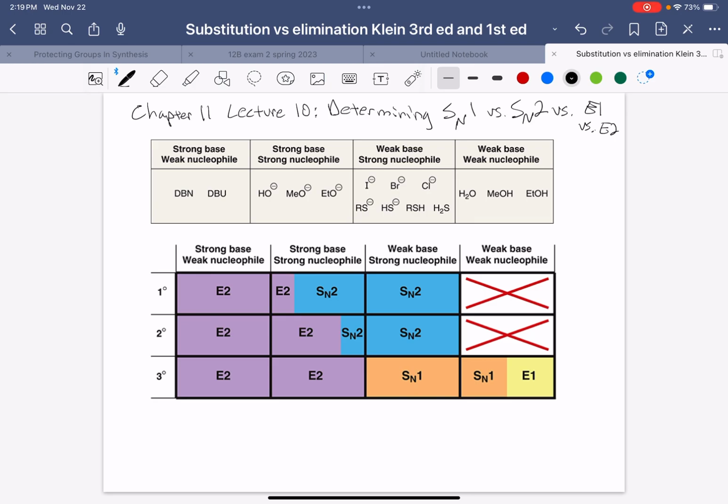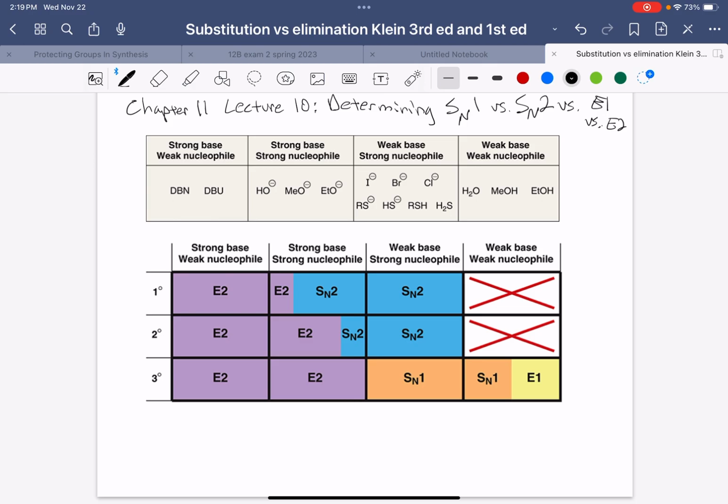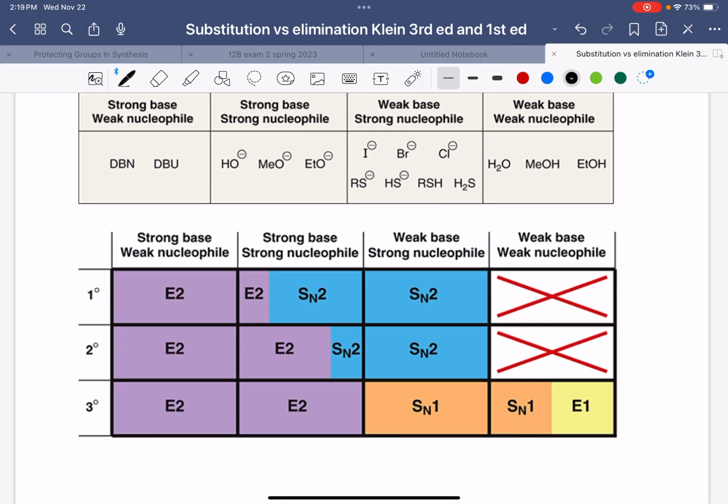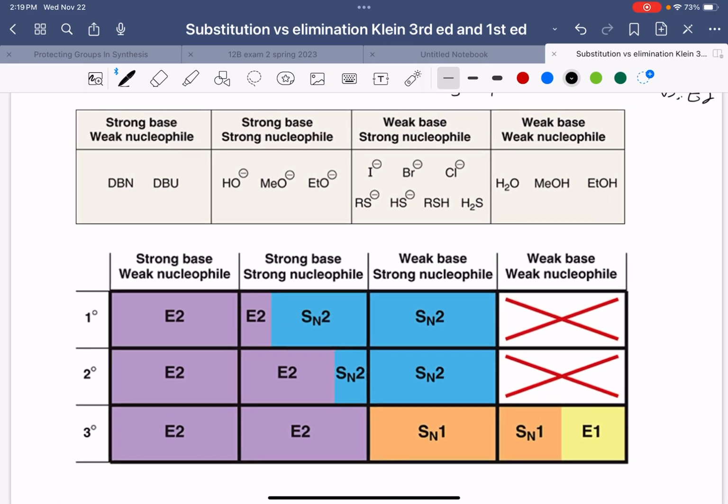I wanted to do this on the iPad so I could basically mark up the PDF of the criteria for determining SN1 versus SN2 versus E1 versus E2. This is from David Klein's text, and it's got several parts. I know I showed you guys this briefly in class.